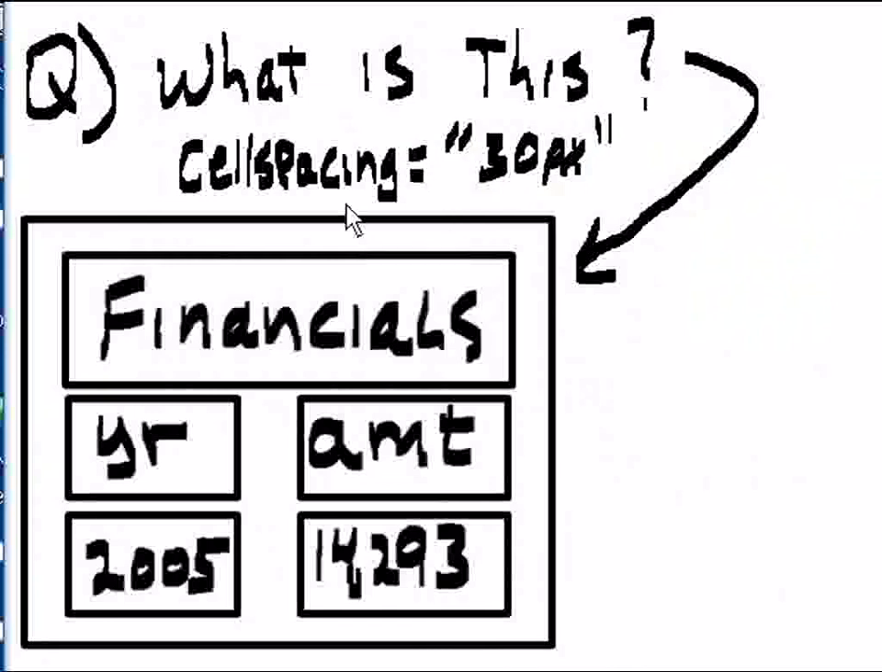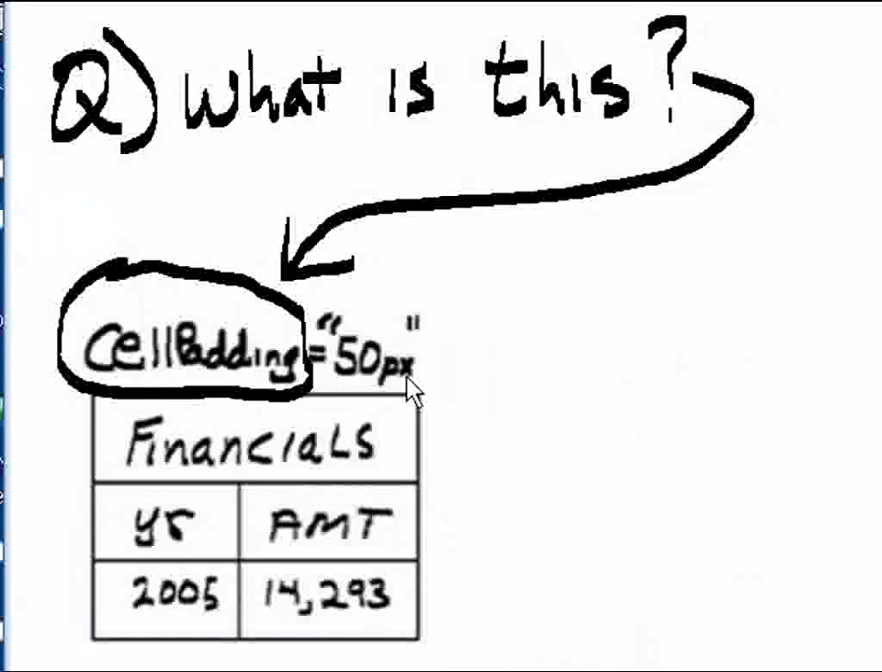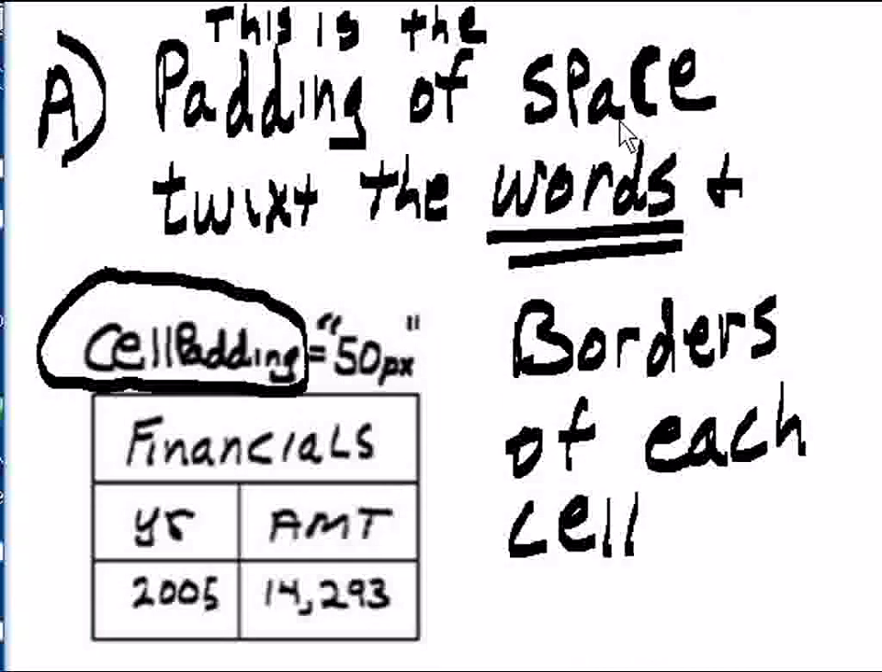What is this? Cell spacing equals 30 pixels. It is the spacing between the cell borders of each cell. 30 pixels, 30 pixels. That should be closer. What is this? Cell padding equals 50 pixels. This is the padding of space between the words and the borders of each cell. You're padding the space between the words and the borders of each cell. Cell padding equals 50 pixels.